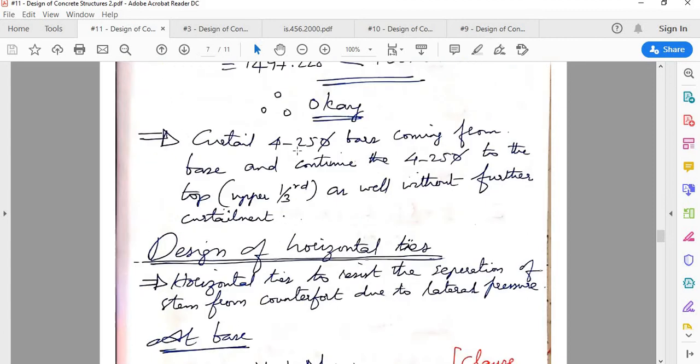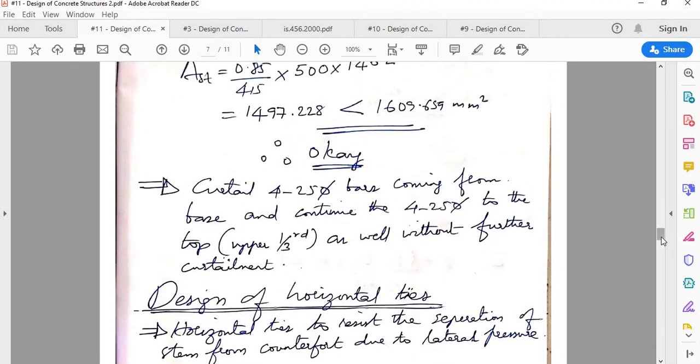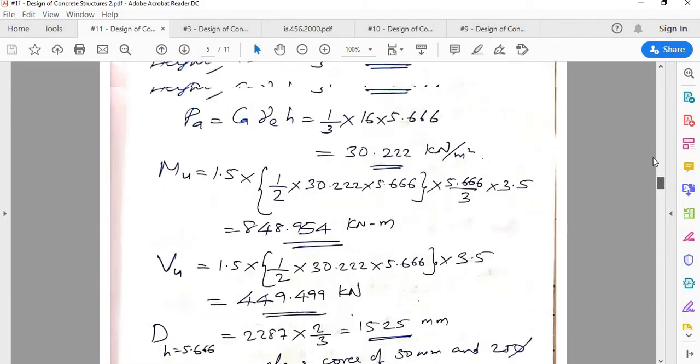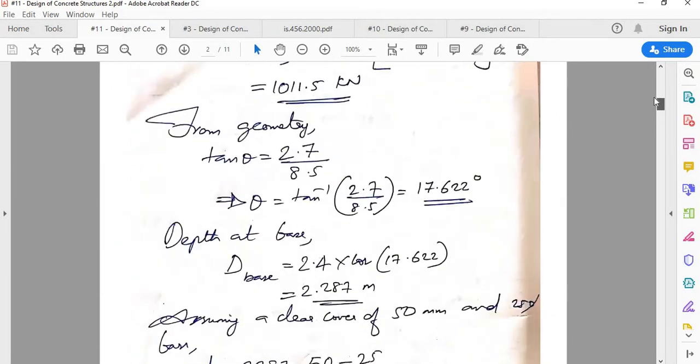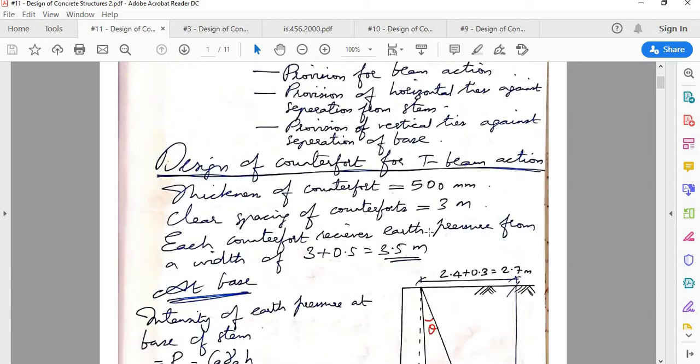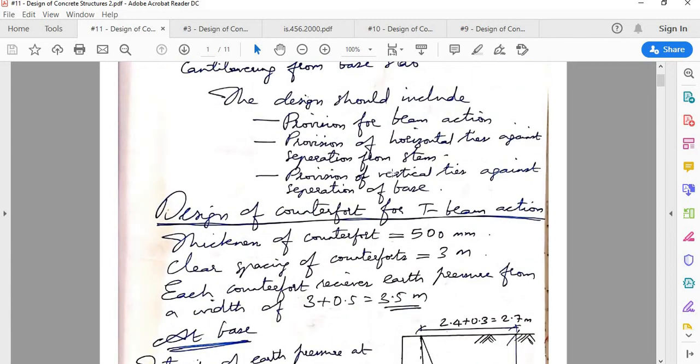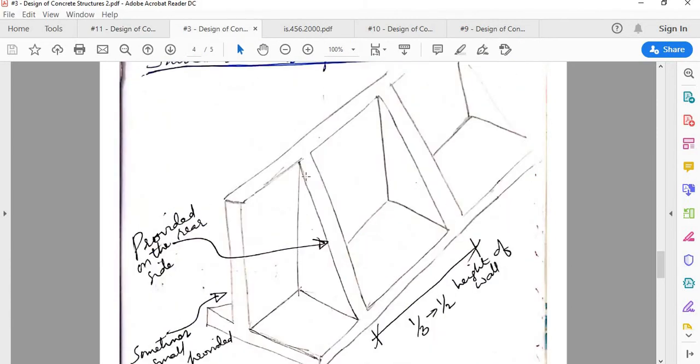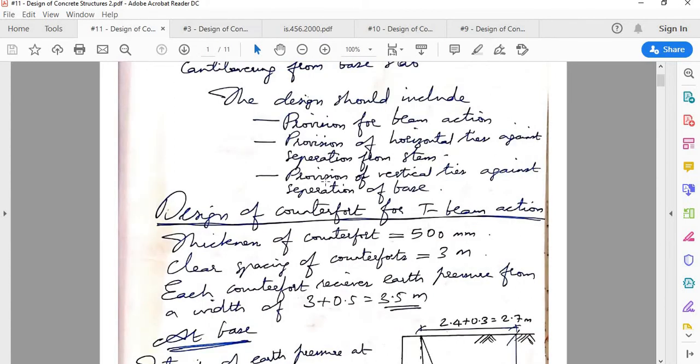So that is exactly what we will do. So that is the design of the counterfort walls as T-beam. Now remember, I told you there are 2 more things. Counterfort wall has to be designed to ensure that the interface between vertical stem and counterfort is strong, as well as the interface between heel slab and counterfort is strong. For which we require to provide stirrups.